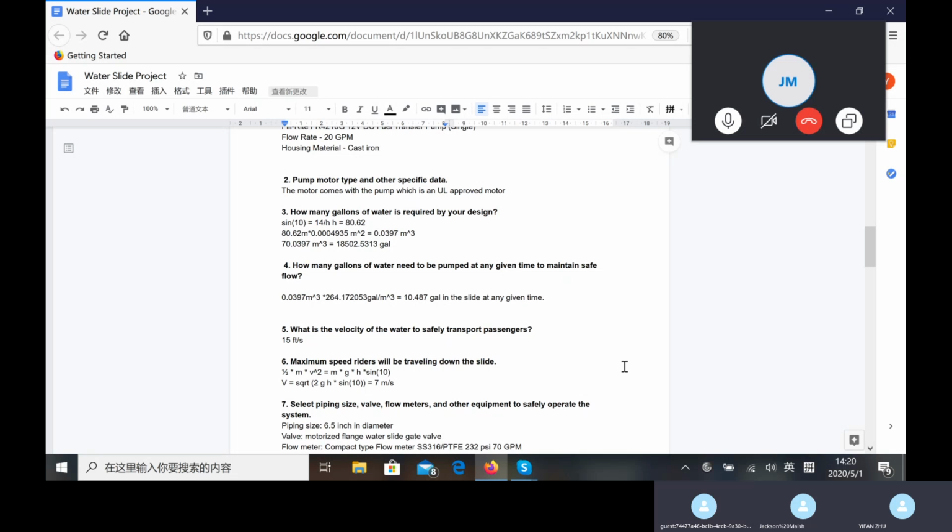If we take that multiplied by 264.17 gallons per meter cubed, it gives us about 10 gallons, but we wanted to pump 20 gallons just to be safe.